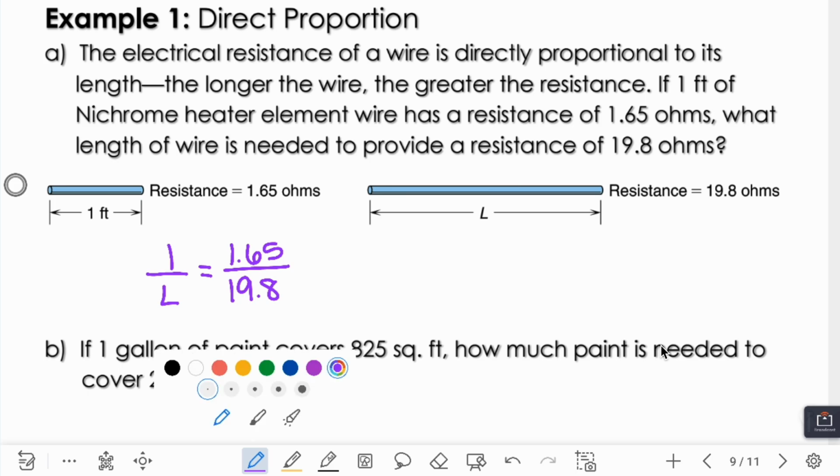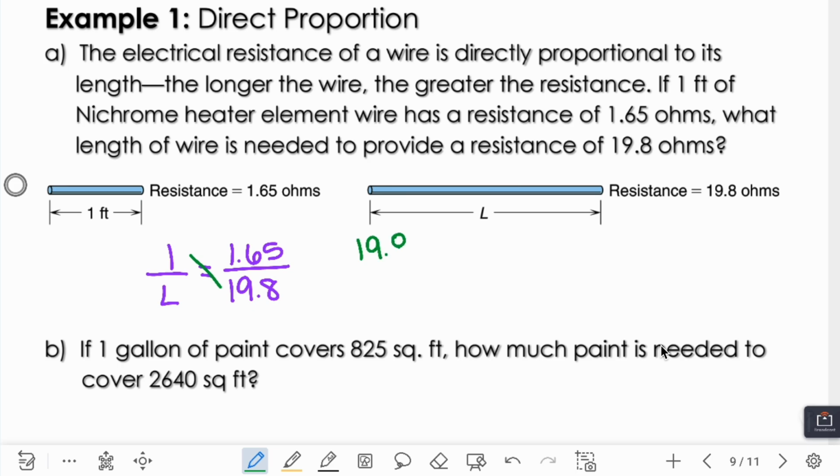So to go ahead and solve this, we multiply like we've been doing. Remember that cross products are the same. So 1 times 19.8 is 19.8, and 1.65 times L is going to equal 1.65L. Since I want to solve for L, that length of my longer wire, I'm going to divide by 1.65 on both sides of my equation. And you're going to get 12 feet for this one. So L should be 12 feet.